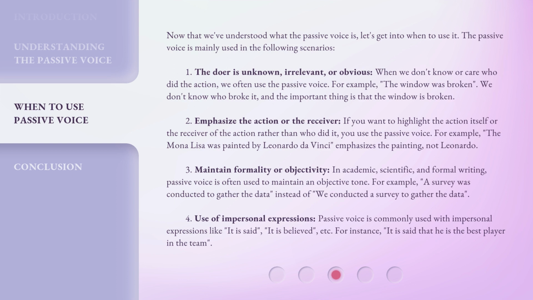3. Maintain formality or objectivity. In academic, scientific, and formal writing, passive voice is often used to maintain an objective tone. For example, a survey was conducted to gather the data, instead of, we conducted a survey to gather the data.